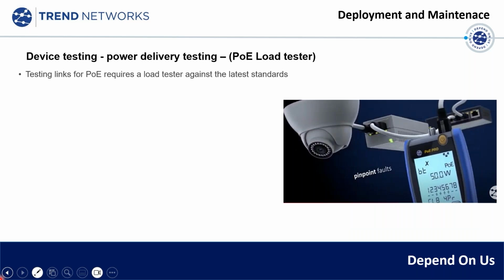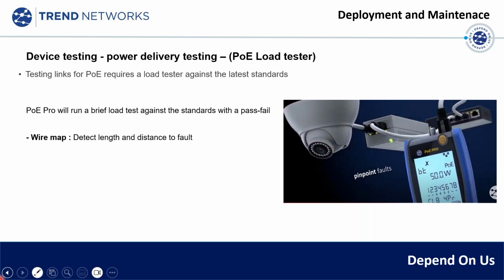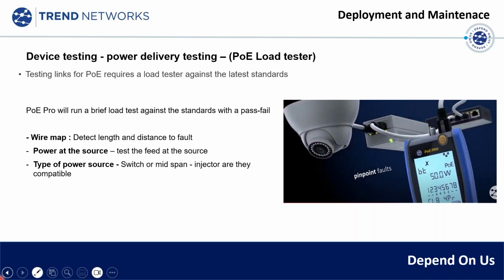So here's a device, the Trend Networks PoE Pro, a device which covers all of those challenges for you, very, very simply. It will run a brief load test against the standards which pass-fail, a very simple wire map, maybe it's broken, okay, to detect distance to fault, power at the source, it will test the feed at the source, very interesting, we'll get there in a moment.